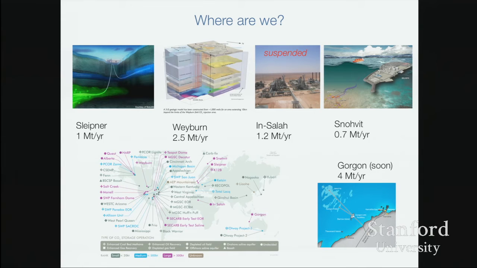Weyburn is an enhanced oil recovery site where they're planning to use the CO2 to get more oil. And In Salah was another site in North Africa. This is the one that had induced seismicity and was shut down because of CO2 leakage. And then Gorgon is run by Chevron. It's off the coast of Australia. This is the biggest site to come online. And it's also a natural gas CO2 injection site. But you can see there's a wide array. A large fraction of these, the EOR sites, are all the crosses. You can see a lot of these across the US are enhanced oil recovery sites.